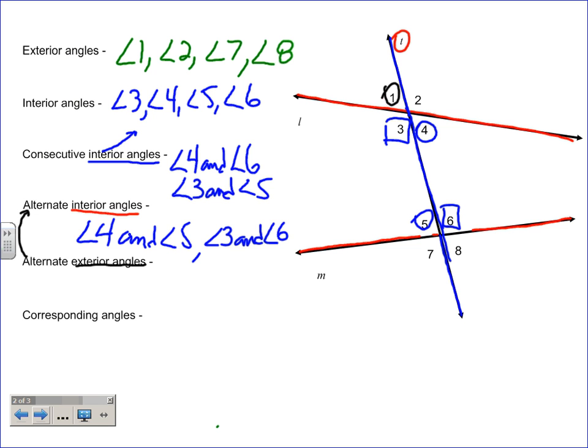So is 1 and 2 a good answer for alternate exterior? No, because 1 and 2 are what again? Yeah, a linear pair, right? So it's 1 and 8. Very good. That's a little bit harder. That's quite a ways away, right? 1 and 8, but that's still true. Well, if 1 and 8 count, then 2 and 7 must also count.